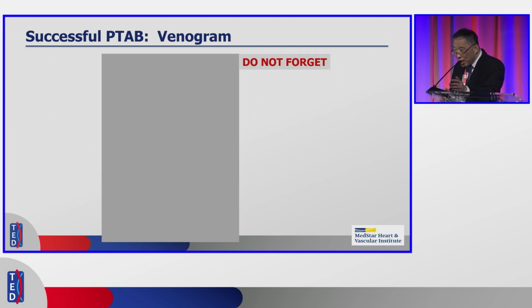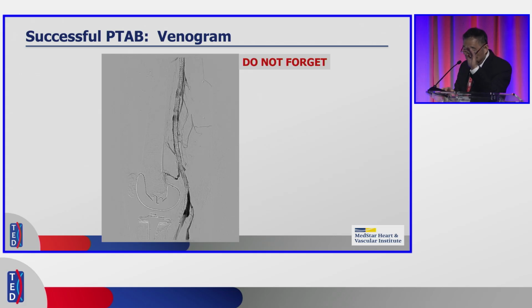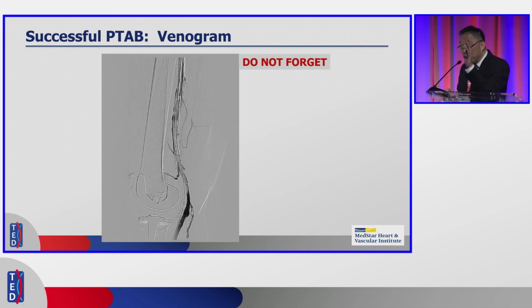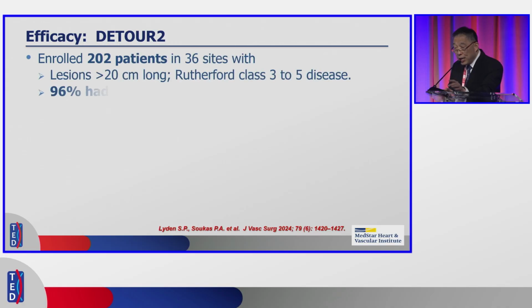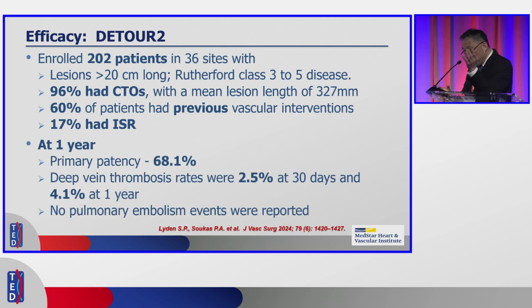Okay, good. So quickly, at the end of the procedure, get a venogram. Sometimes I forget to do this and you curse yourself. But always get a venogram, mainly to make sure that you have no issue for DVT in the future. So data-wise, I think you all know the data about this. Most of them were CTOs who were part of the study. And the nice thing is primary patency is 68.1%.